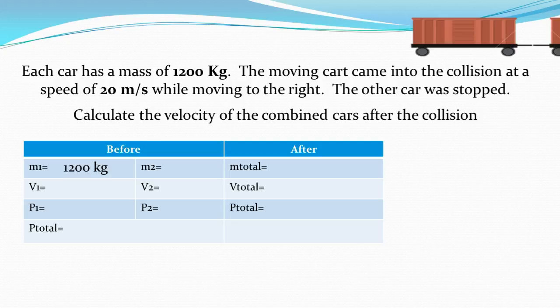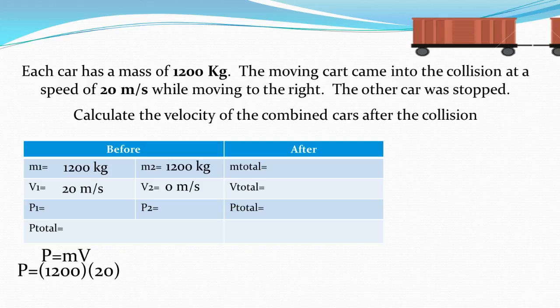The mass of the first car is 1,200 kilograms. Mass of the second car is still 1,200 kilograms. The first car is moving 20 meters per second to the right. Second car not moving at all. I can find both of these momentums. P equals m times v. So 1,200 times 20 gives me a momentum of 24,000 kilogram meters per second. That's the first car's momentum before the collision.